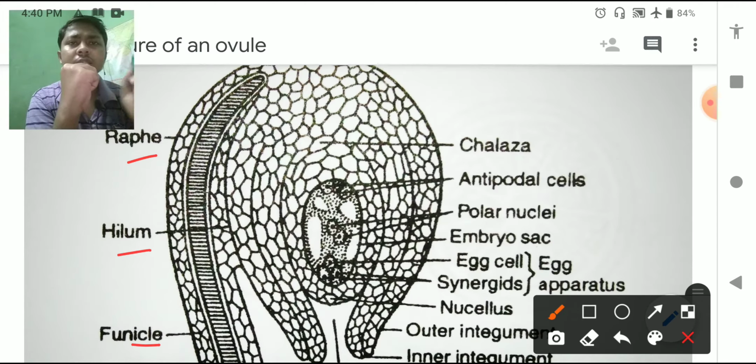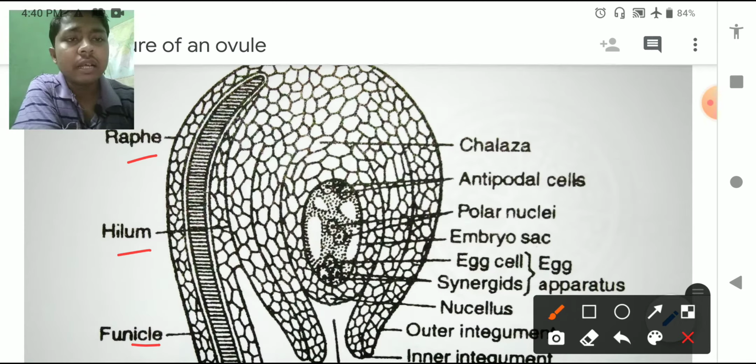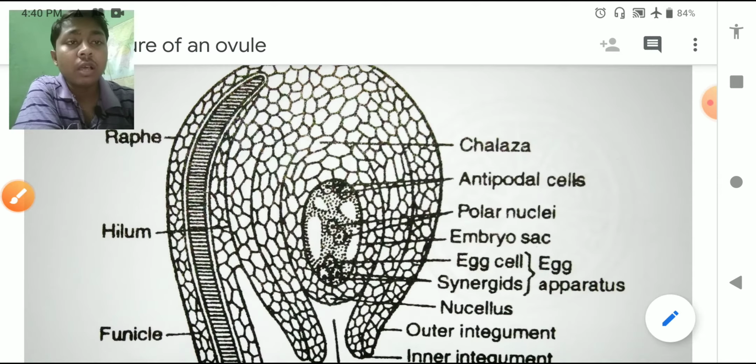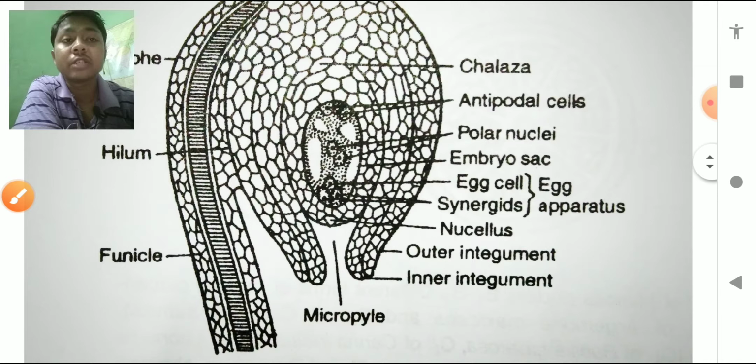Basically, the ovule is covered with integuments, meaning the covering, and the covering has an opening. From here the pollen grain comes into the ovule. This pore-like structure present at the apex is called the micropyle. So this structure should be clear to you. Now we discuss one by one.